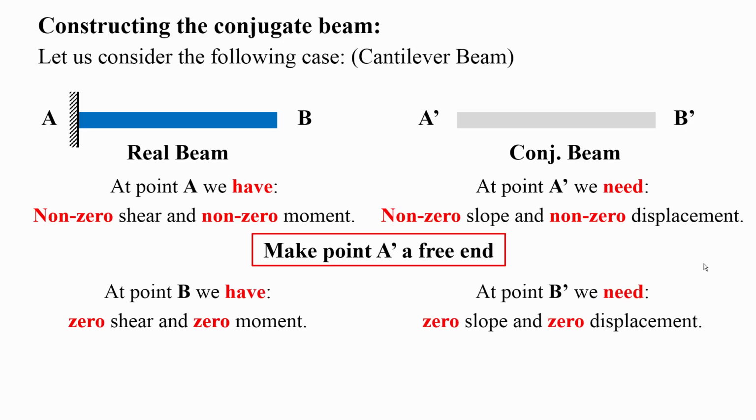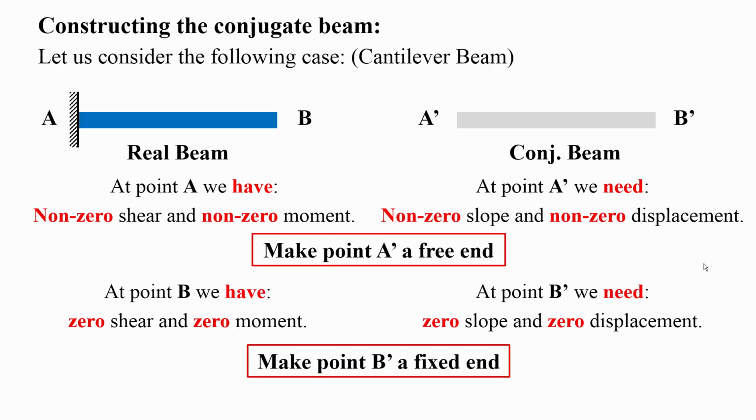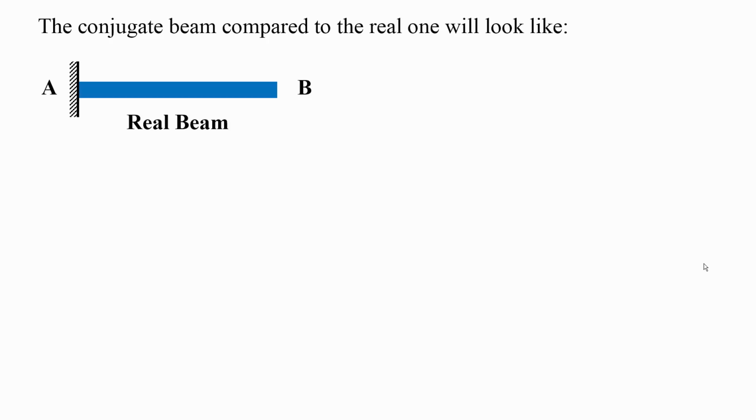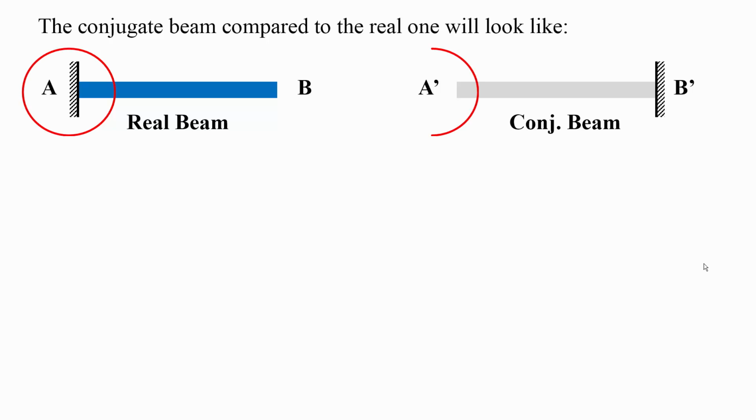At B prime, I need an end condition that will have 0 slope and 0 displacement. And what kind of end condition has 0 slope and 0 displacement? It's basically a fixed end. The conjugate beam and the real beam, you can take a look at them on the screen right now. The fixed end became a free end, and the free end on the real beam became a fixed end on the conjugate beam.